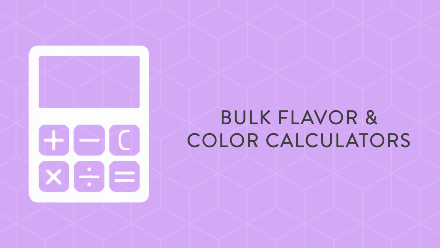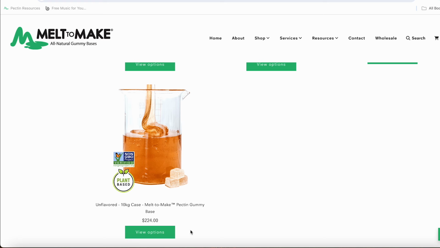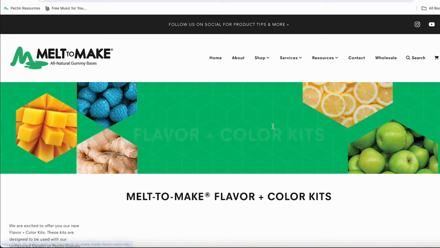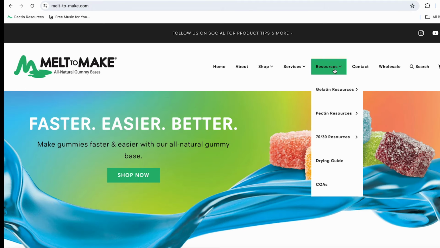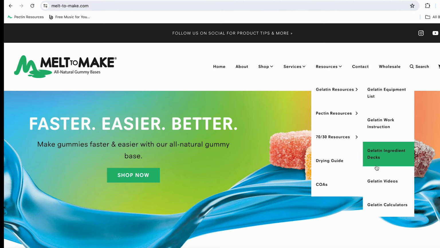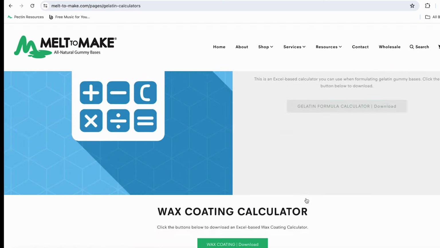Bulk flavor and color calculators. For some flavors, you will need to purchase our unflavored base plus additional flavoring and color to formulate in-house. For these flavors, we will provide you with a flavor-specific calculator with predetermined usage rates and special instructions for producing these bases.